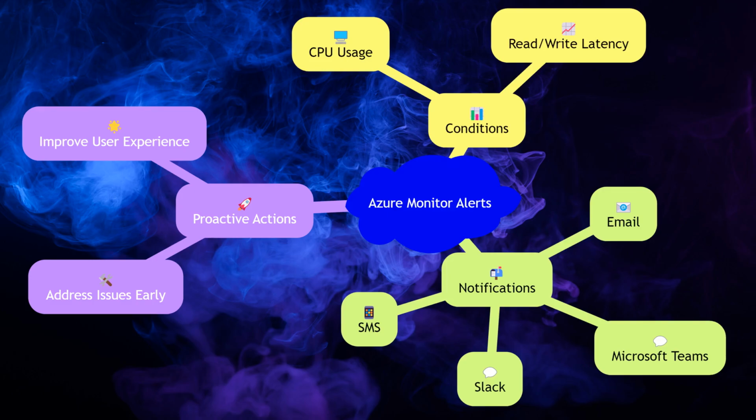Azure Monitor allows you to set up alerts and notifications based on specific conditions. For example, you can create an alert to notify you when CPU usage on a VM exceeds a certain threshold, or when read-write latency on a storage account is too high. These alerts can be sent via email, SMS, or integrated with other tools like Microsoft Teams or Slack. By setting up alerts, you can proactively address issues before they impact your users.